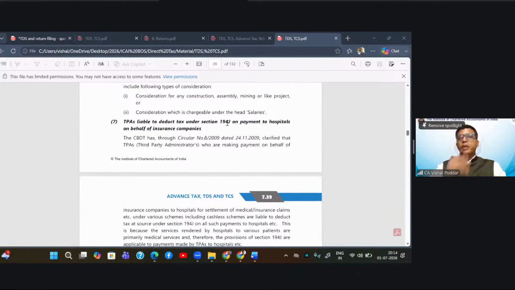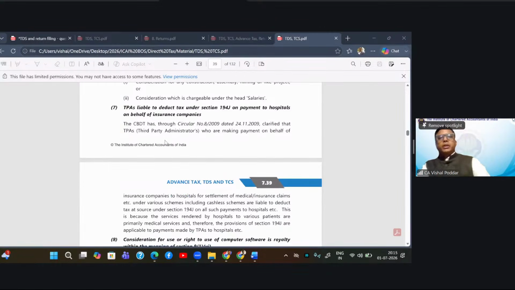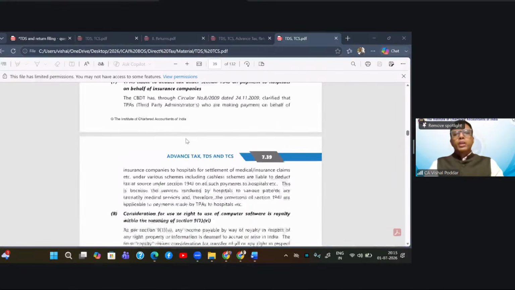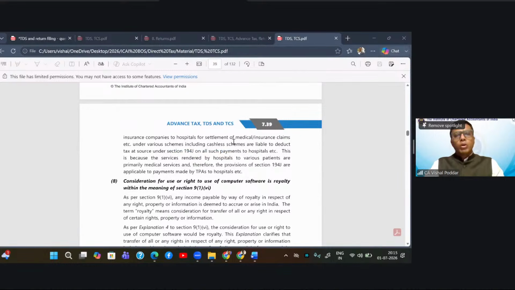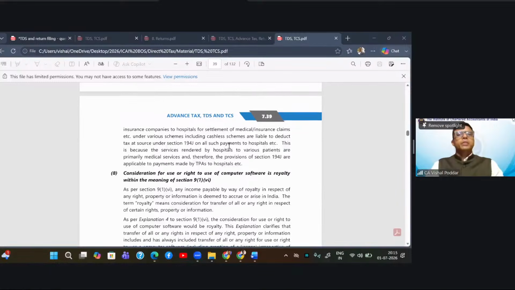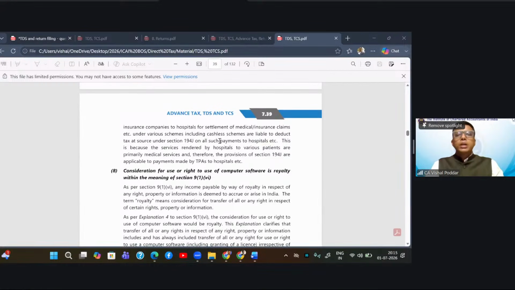Here the payment is not made by an individual to the hospital. Rather, here the payment is made by the insurance company to the hospital, that also through TPA. Now what is the point? There is a specific circular relating to it. What it says, TPAs are liable to deduct tax under 194J on payment to hospitals on behalf of insurance company. So this circular dated 24/11/2009 clarifies that TPAs who are making payment on behalf of insurance companies to hospitals for settlement of medical insurance claim under various schemes, including cashless schemes, are liable to deduct tax at source under 194J on all such payments to hospital.